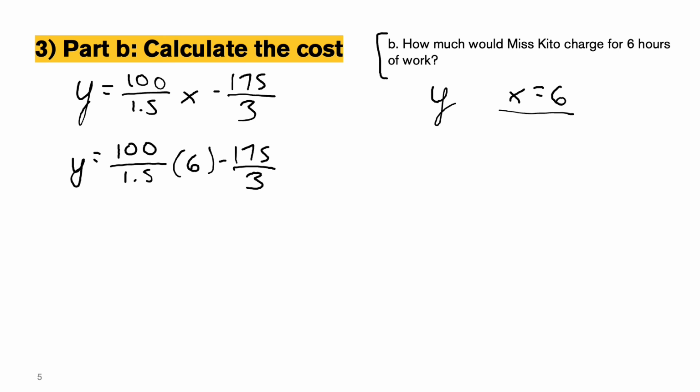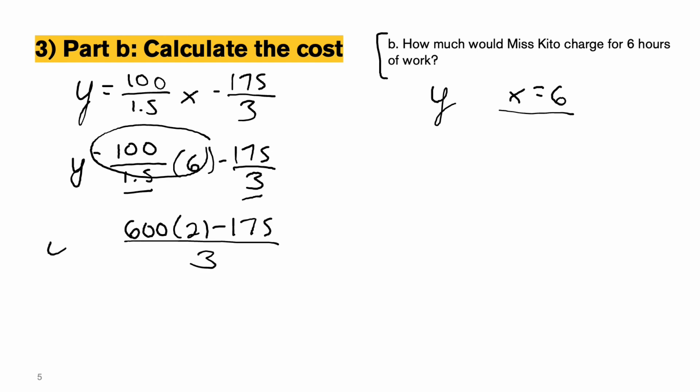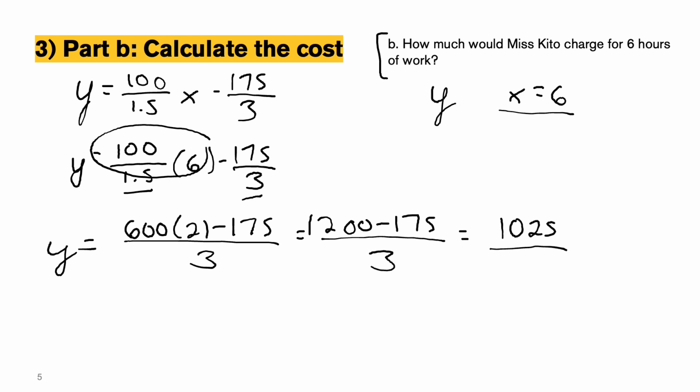And so if we're going to do some common denominators, notice here that 1.5 is half of 3. So then we can just multiply this 100 times 6 term by 2. So we have 600 times 2 minus 175 divided by 3, and that's our y value. So then 1200 minus 175 over 3, that's going to be equal to 1025 over 3. And so that is our cost in dollars when Miss Keto works 6 hours.